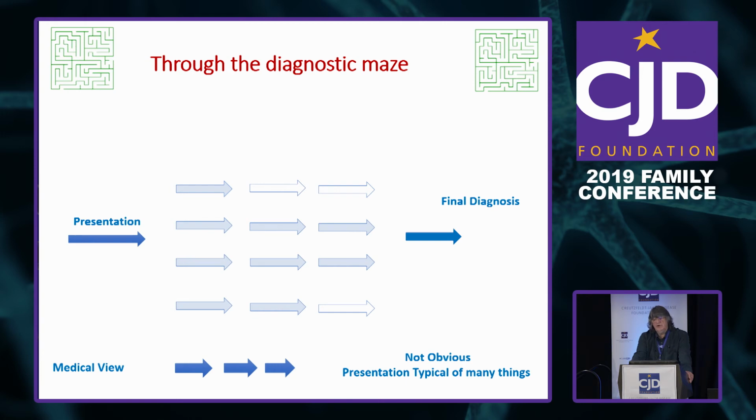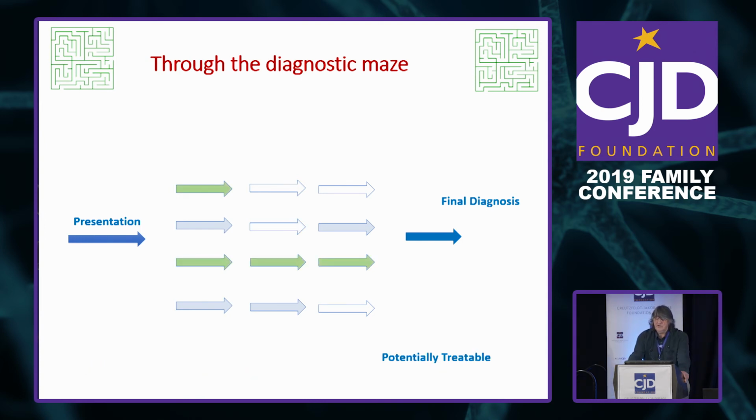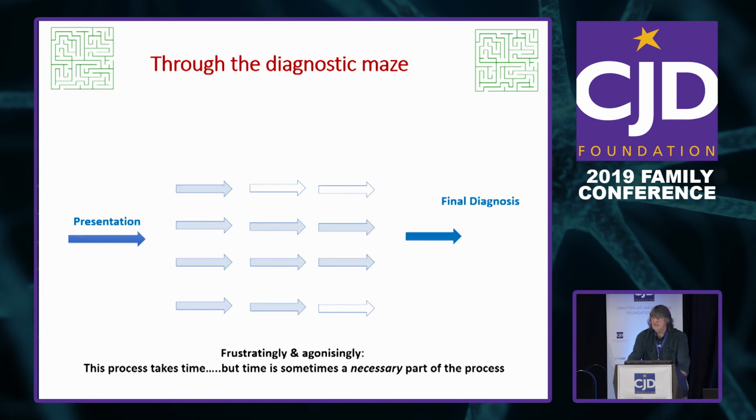And what's more, although the presentation was typical of sporadic CJD, for example, it was also typical of a number of other illnesses. And finally, you've got to remember that some of these possibilities along the way are potentially treatable. Now, frustratingly and agonizingly for all of you, this process takes time. But I would also say that in neurological disease, time is sometimes a necessary part of the diagnosis. The way the disease evolves over time may be very important in reaching the diagnosis.